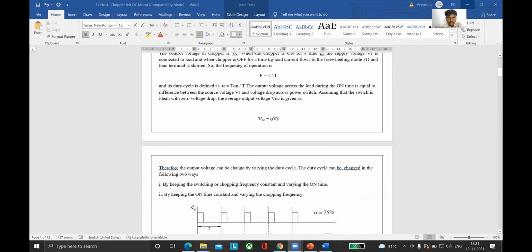Here we have taken alpha. V0 is equal to VDC, equal to delta into Vs, or we can also write alpha into Vs. Some authors have taken alpha, which is nothing but the chopper circuit duty cycle, and some authors have taken delta. Different authors use different representations. Is it okay?